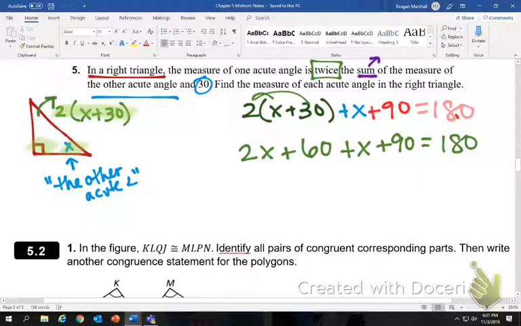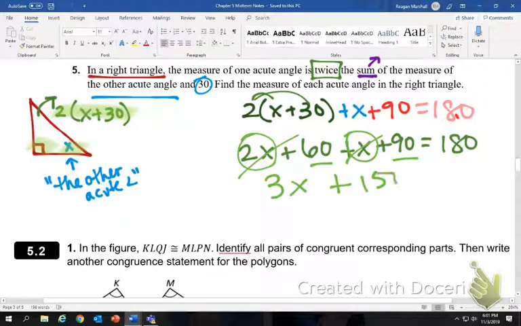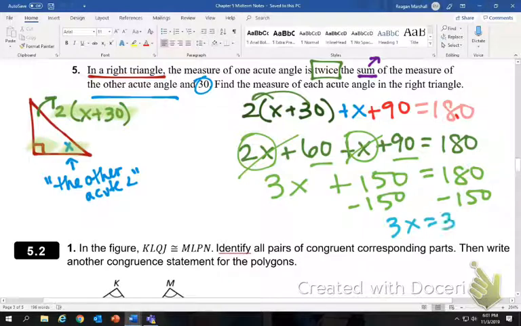Combine your like terms. 2x and x make 3x. 60 and 90 make 150. Subtract 150. And 3x equals 30. X equals 10. So we have to go back through and plug it in. X equals 10, that's one of them. The other one, plug in.